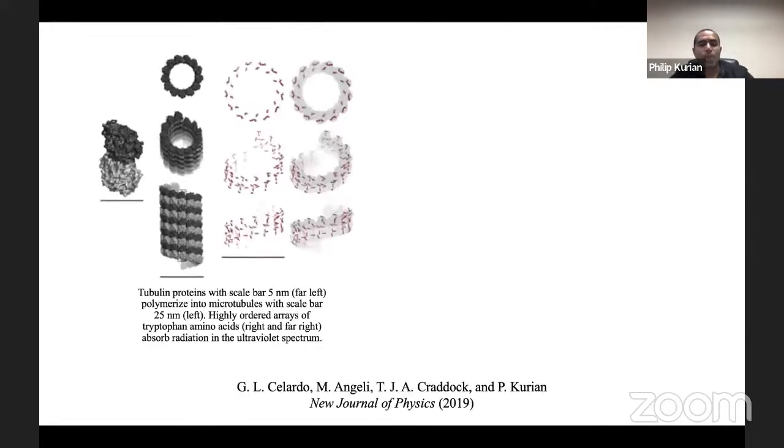So in 2019, we published this theoretical work. It was purely theoretical, doing this modeling of the transition dipole network in microtubules. And microtubules are made of the protein tubulin, shown here about 5 nanometers across, and then shown here in its polymer at 25 nanometers across. And these structures form organized networks that have this spiral cylindrical symmetry. You can see it's a cylinder with an offset.